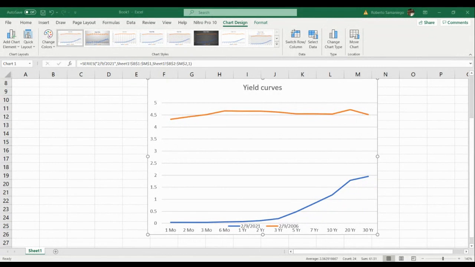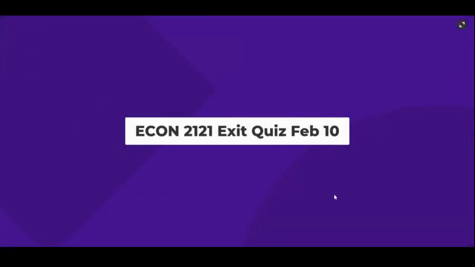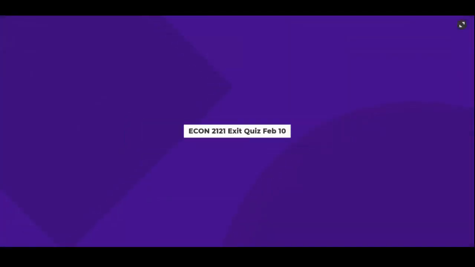Any questions, comments, thoughts about all this? About yield curves and the theories behind them? Well, if not, then why don't we move through to our usual exit quiz. Roll in. Get ready.